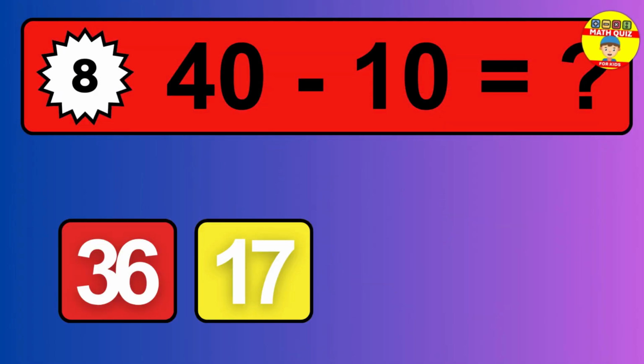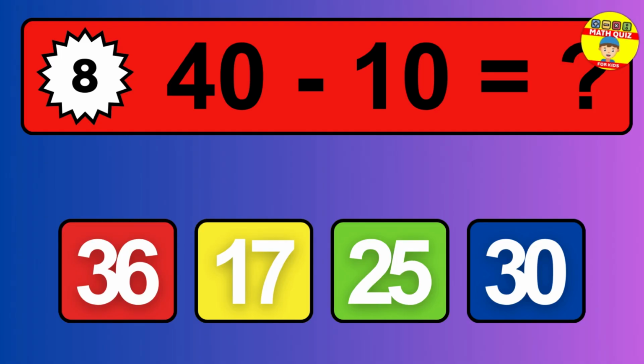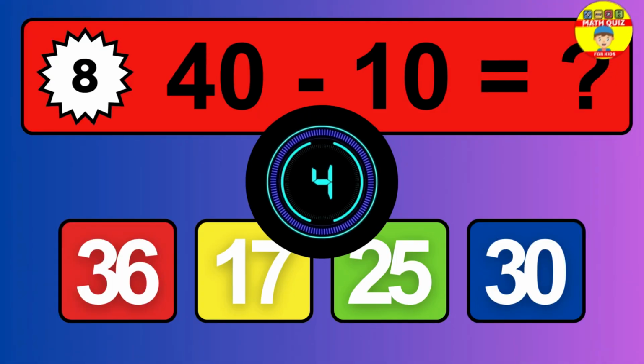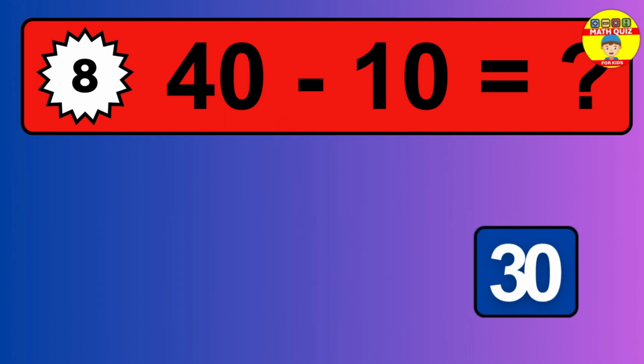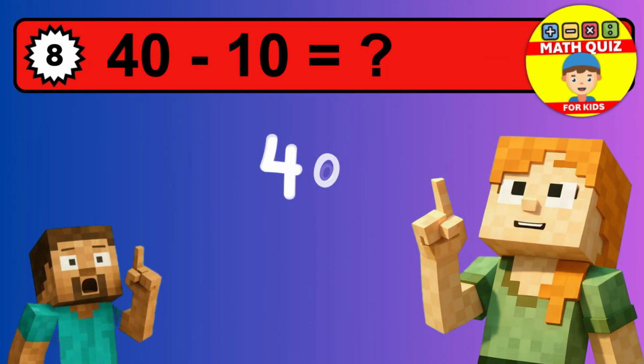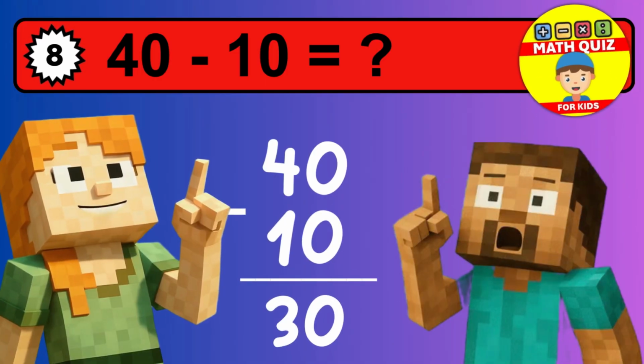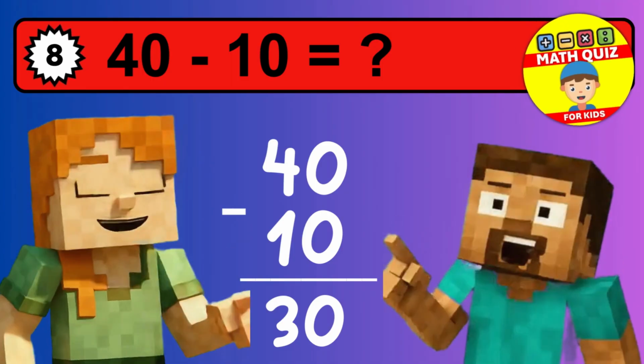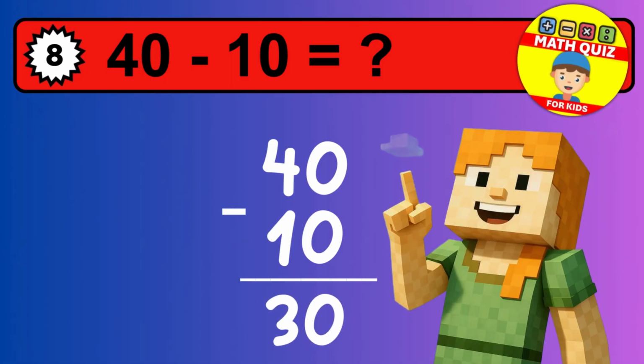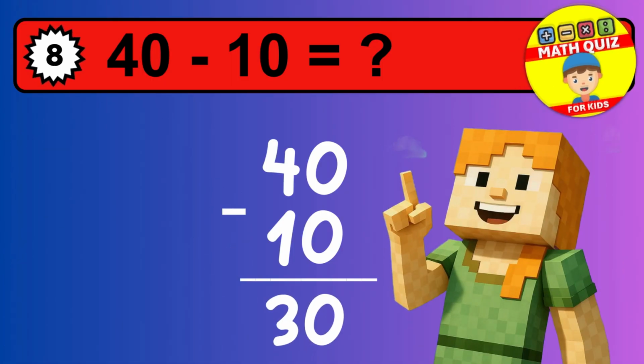What is 40 minus 10? Time to think. Let's solve this step by step. We start with the units. 0 minus 0 is 0. Then we go to the tens. 4 minus 1 is 3. The final answer is 30.